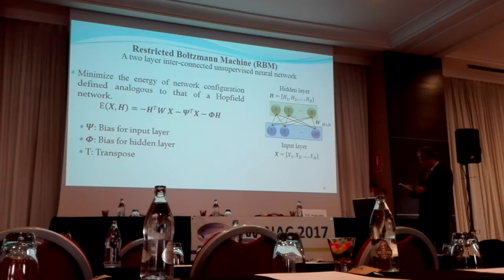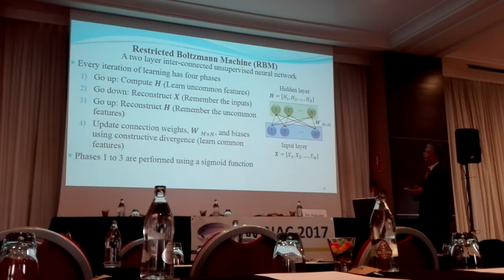So here, in this approach, basically, we minimize the energy of network configuration defined analogous to that of a Hopfield network. In summary, in every iteration of learning, there are 4 phases: go up, compute H, go down, and reconstruct X, remember the inputs, go up again, reconstruct H, remember the uncommon features, and finally update connection weights. So these phases 1 to 3 are performed using a sigmoid function, and this is repeated until you have convergence.